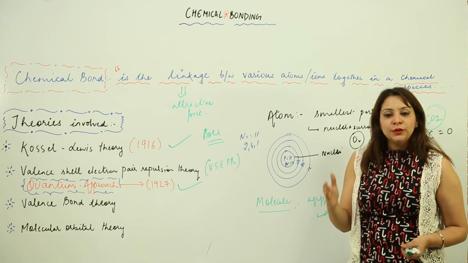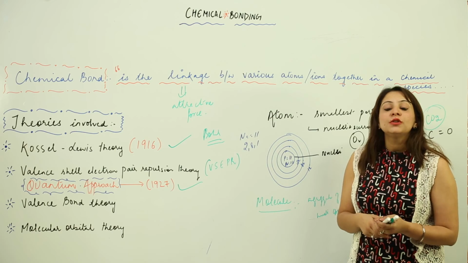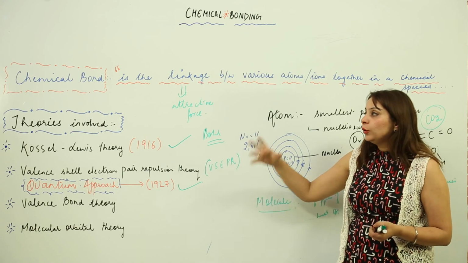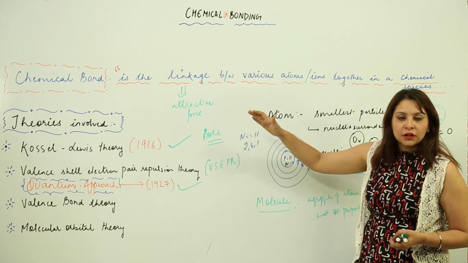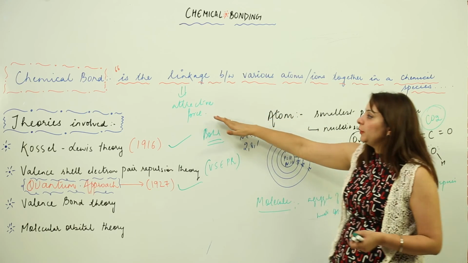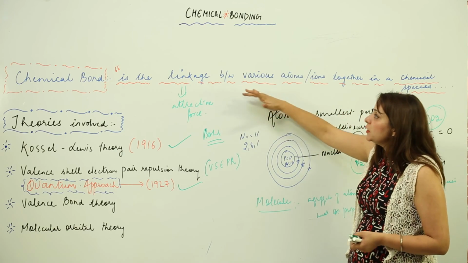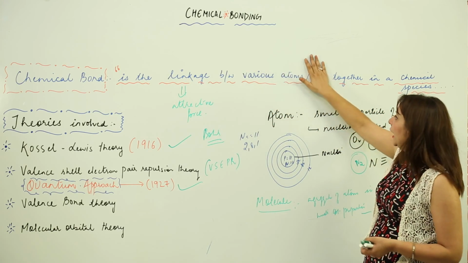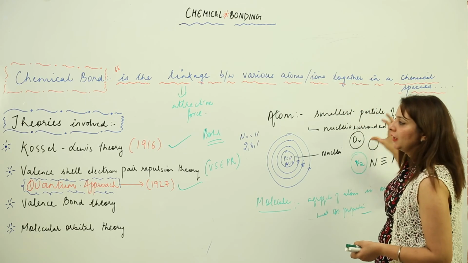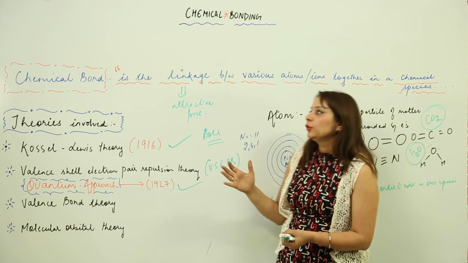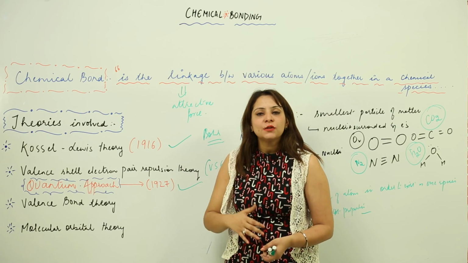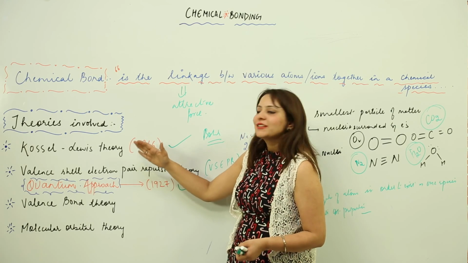And one more thing you need to write in your copies is what actually a chemical bond is, because this is very important, because we are learning these theories only to know about the chemical bond. So what is that? It is the linkage, and the linkage is obviously going to be an attractive linkage, between various atoms or ions that holds these atoms or ions together in a chemical species. Now we are going to start with the theories, and we are going to start with the first theory, that is the Kossel-Lewis theory.